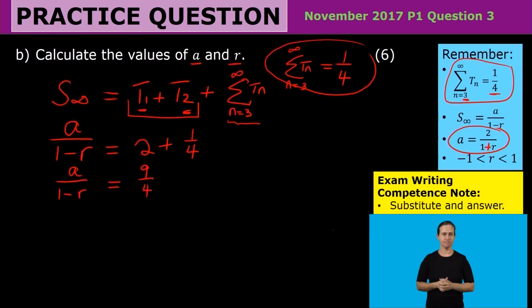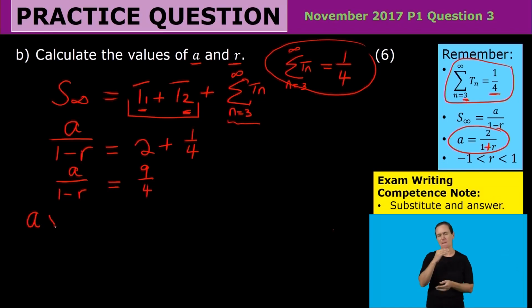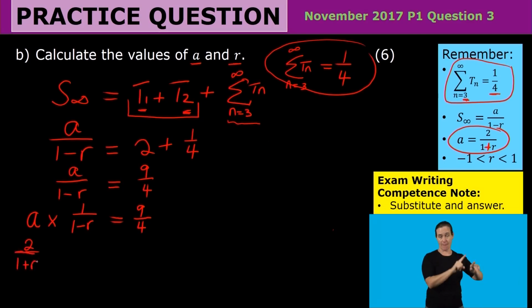To avoid having a fraction divided by a fraction, because that just opens up opportunity for errors, this is the same as a multiplied by 1 over 1 minus r, just before we substitute that value of a. So now in the place of a, we can just say 2 divided by 1 plus r, multiplied by 1 divided by 1 minus r, and that is equal to 9 divided by 4. So how are we going to multiply that?